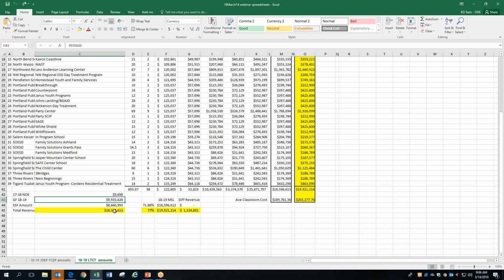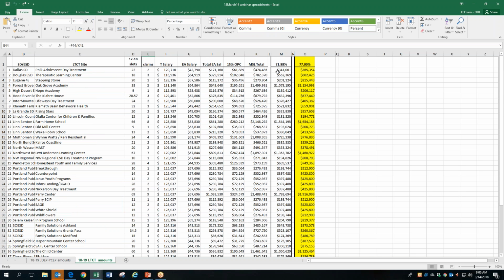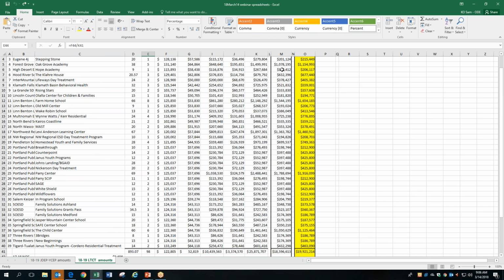Okay, and then our general fund amount, so that's our revenue. If we divided our revenue by this, the revenue is 71%. So this is your amount if we went by 100% revenue.